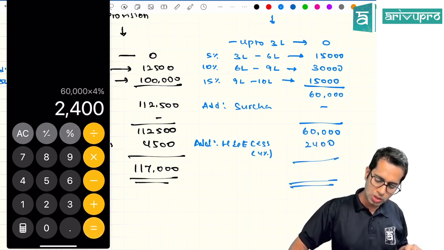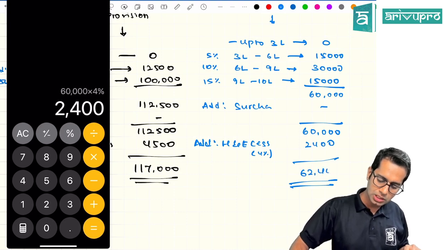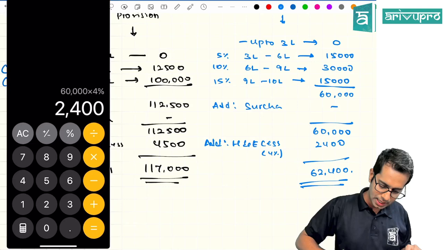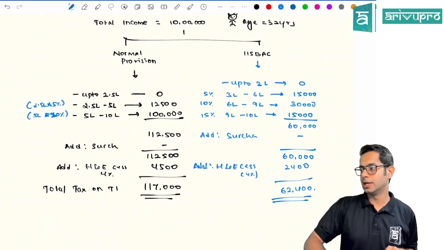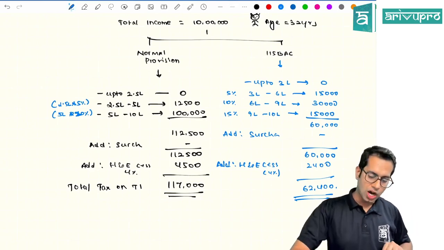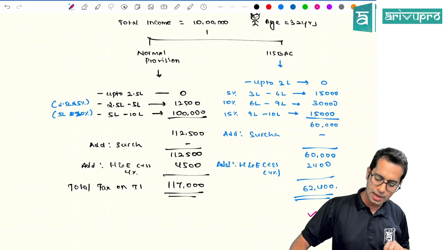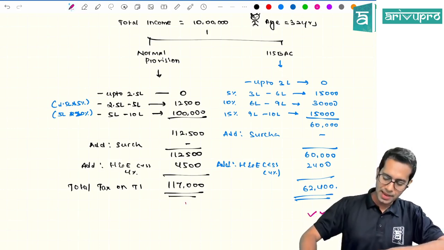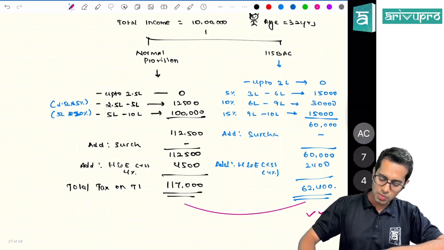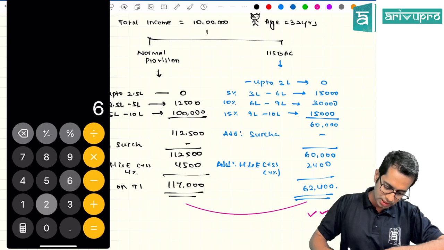₹2,400. So my total tax liability will be 62,400 rupees. This is the total tax which I have to pay. Sir, now you only see, sir. Of course, 115 BAC is more beneficial, sir. This is more beneficial wherein I am paying less tax, sir. See, sir, how much tax I'm going to save?